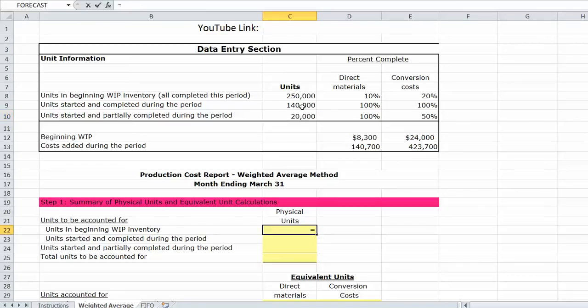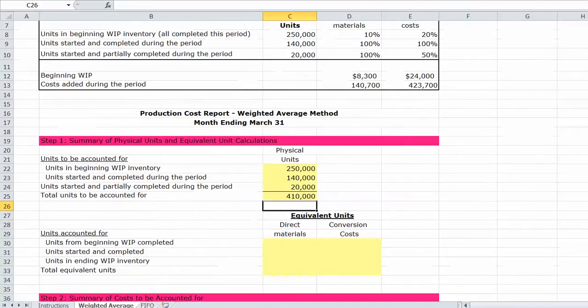So beginning work in process, 250, plus 140,000 we started and fully completed, plus an additional 20,000 that we started that were partially complete. So for the period, we need to account for 410,000 units.